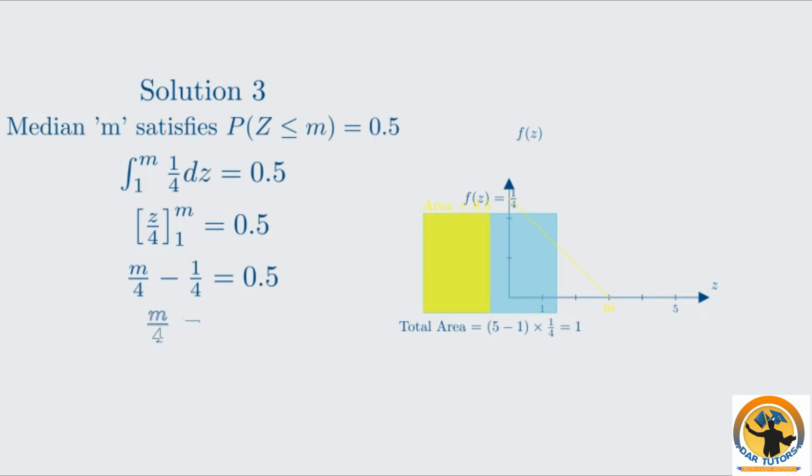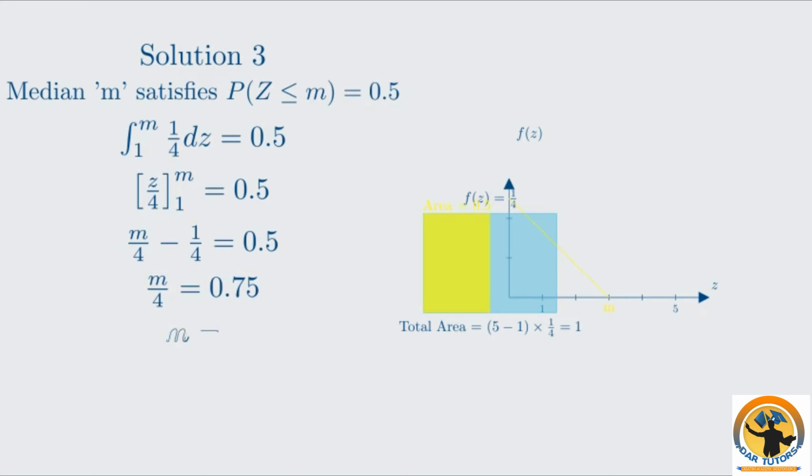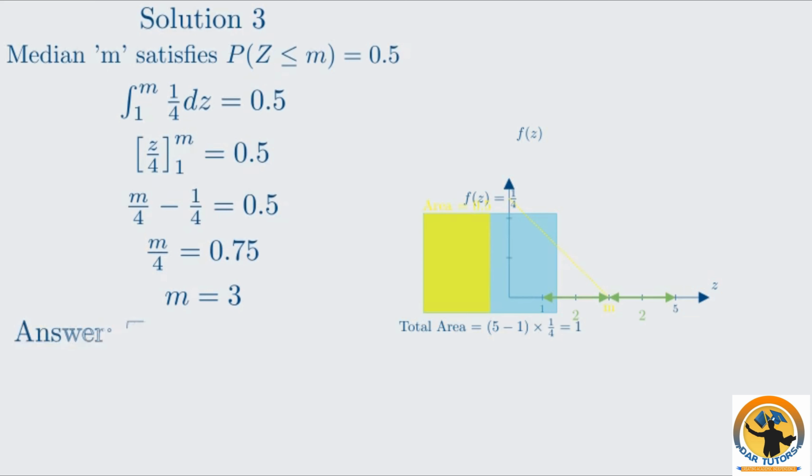Solving for m, we add 1/4 to both sides to get m over 4 equals 0.75. Multiplying by 4, we find the median is m equals 3. This makes intuitive sense for a uniform distribution. The median should be exactly in the middle of the interval. The distance from 1 to 3 is 2, and the distance from 3 to 5 is also 2. So the median is indeed 3. So the median of z is 3.